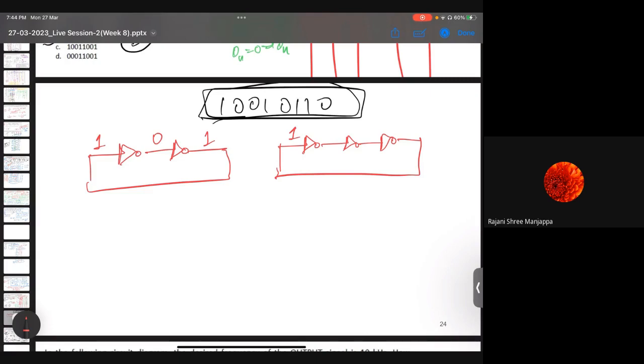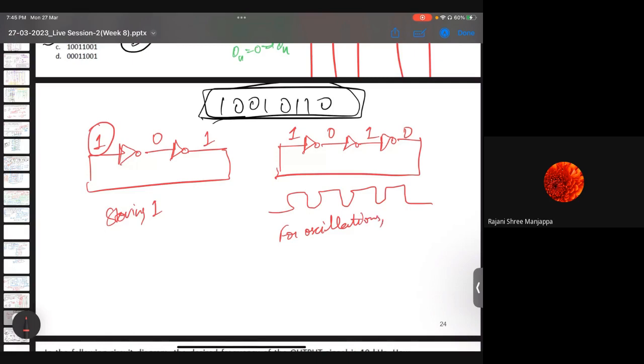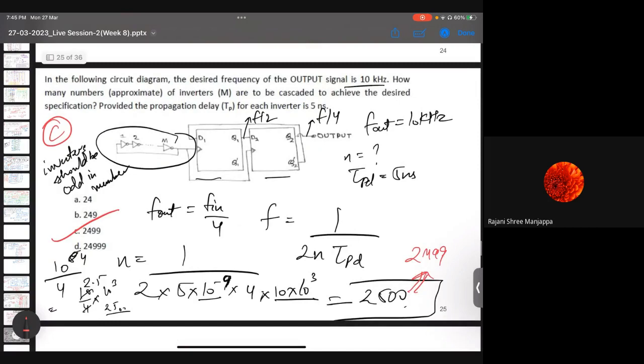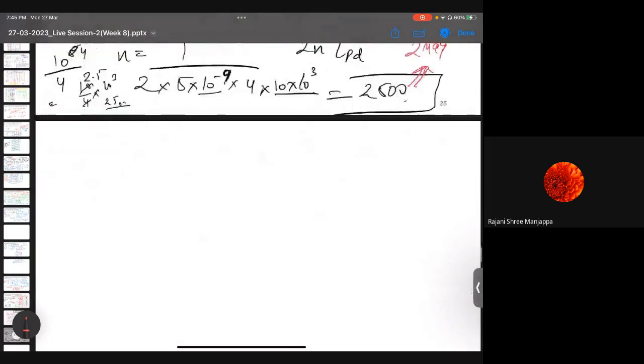So what it is doing is just storing this one, right? And if I do the same here, it is 1 0 1 0. So now it is getting 0. So it is regularly oscillating. So for oscillations, n should be odd. Did you understand this part? This 0 is now getting as an input, so it will again and again be oscillating. That is why this should be odd. So let me proceed to the next problem.